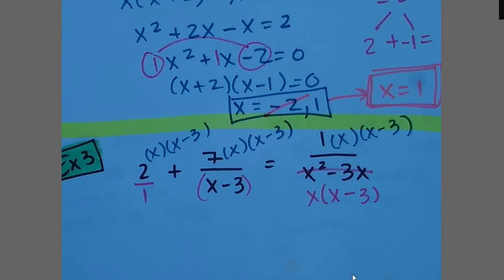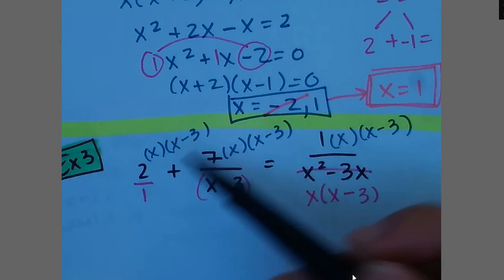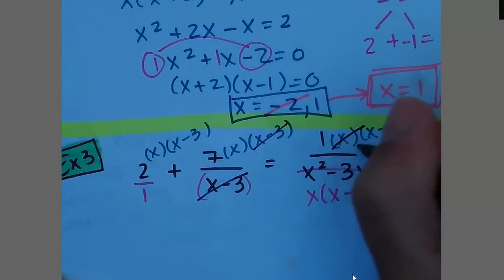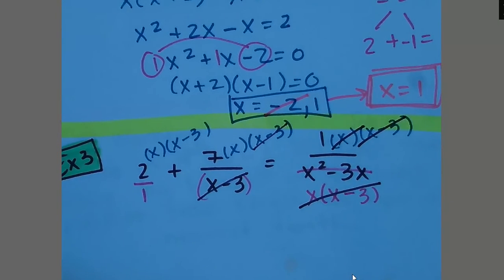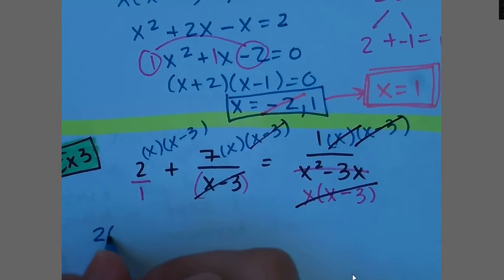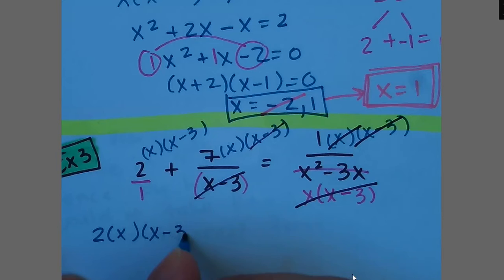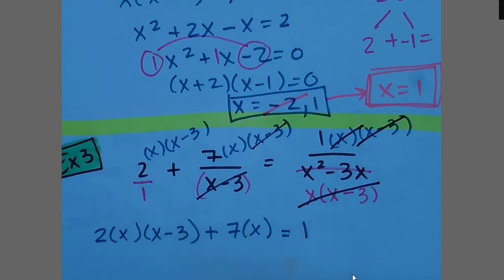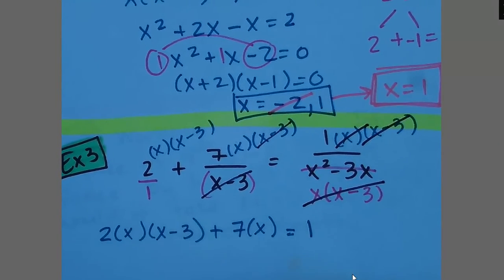Right? Now I can cancel stuff out on the top and the bottom. Nothing is going to cancel out here. The x minus 3s are going to cancel out here, and the x and x minus 3 are going to cancel out there. Okay, so now reading only across the top, we have 2 times x minus 3 plus 7 times x equals 1. Now I just have to multiply things. 2 times x is just 2x. I'm being really slow. You guys can go much faster than this. 7 times x is 7x.